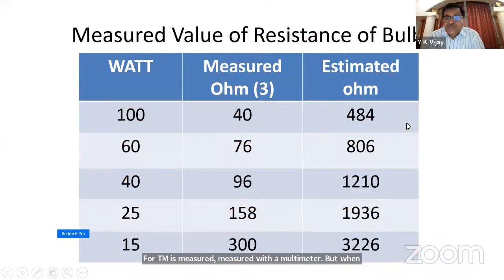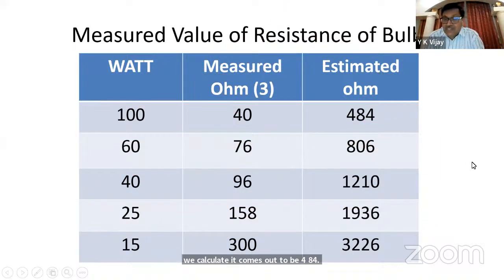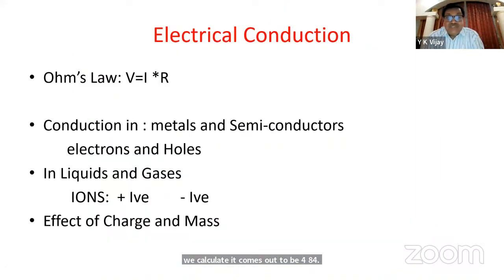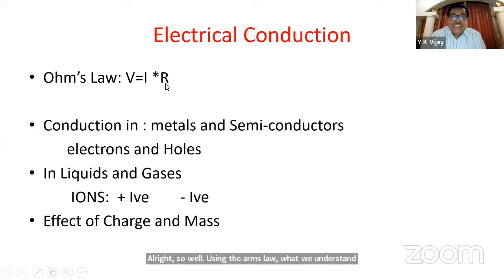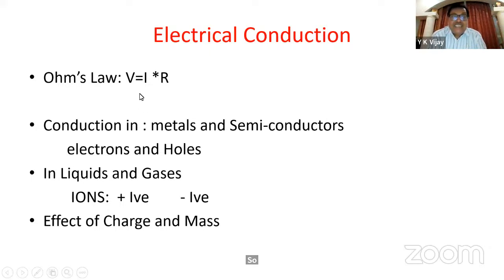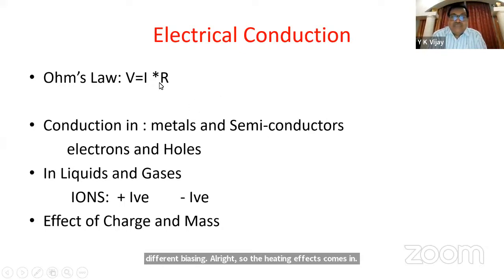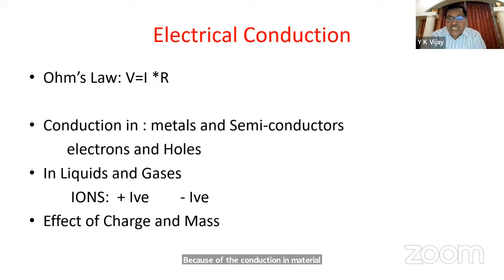All right. So using Ohm's law, what we understand is the resistance comes from the motion of electrons, which gets hindered. When we apply different biasing, the heating effects come in because of the conduction in the material, and the resistance is changed.